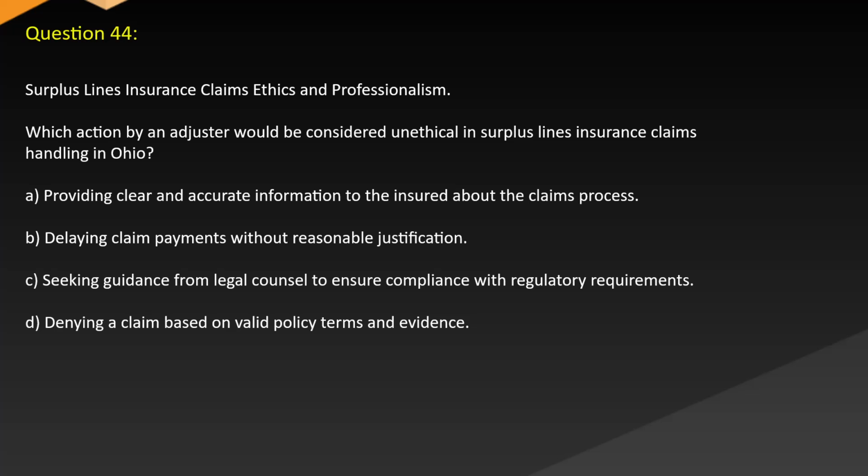3905.30, 3905.36. Question 44. Surplus lines insurance claims ethics and professionalism. Which action by an adjuster would be considered unethical in surplus lines insurance claims handling in Ohio? A. Providing clear and accurate information to the insured about the claims process. B. Delaying claim payments without reasonable justification. C. Seeking guidance from legal counsel to ensure compliance with regulatory requirements. D. Denying a claim based on valid policy terms and evidence.